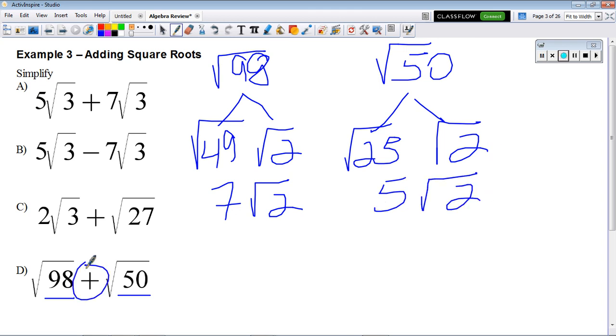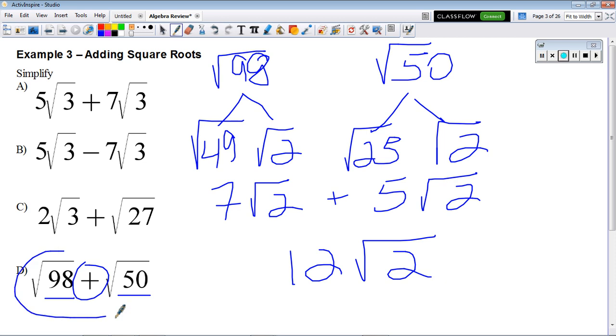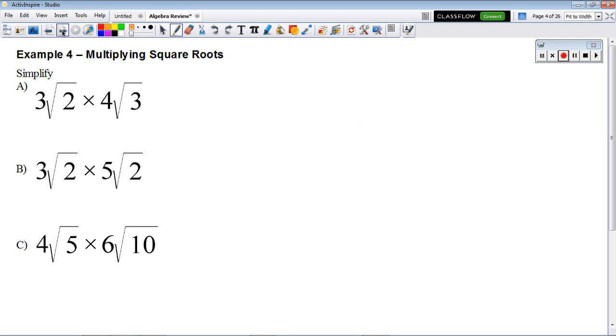And I'm going to add these two together. And when I do that, 7 plus 5 is 12, so this ends up being 12 square root of 2. So once again, here's another square root problem where initially what's underneath the square roots are different, but when you simplify the square roots, you'll notice that you'll end up with two square roots that can be added together.